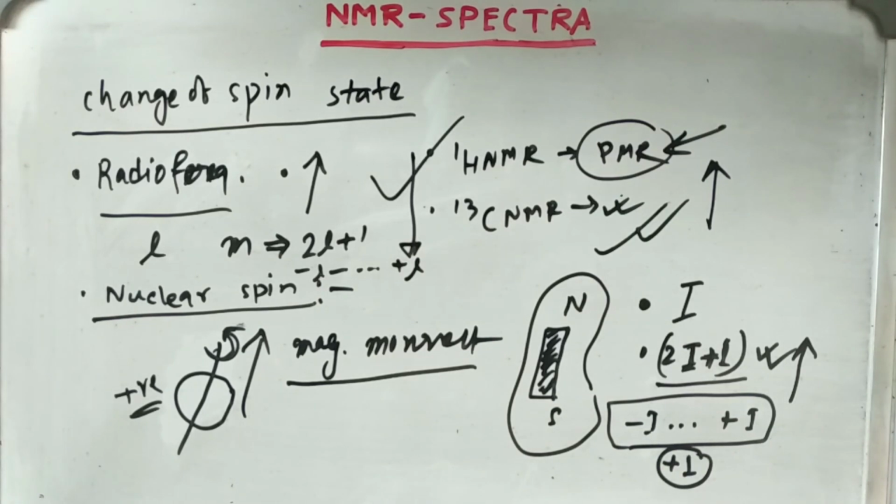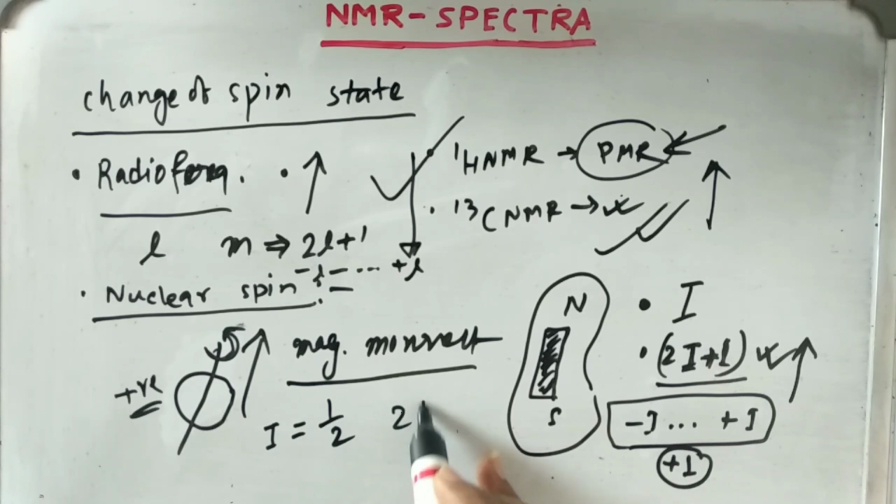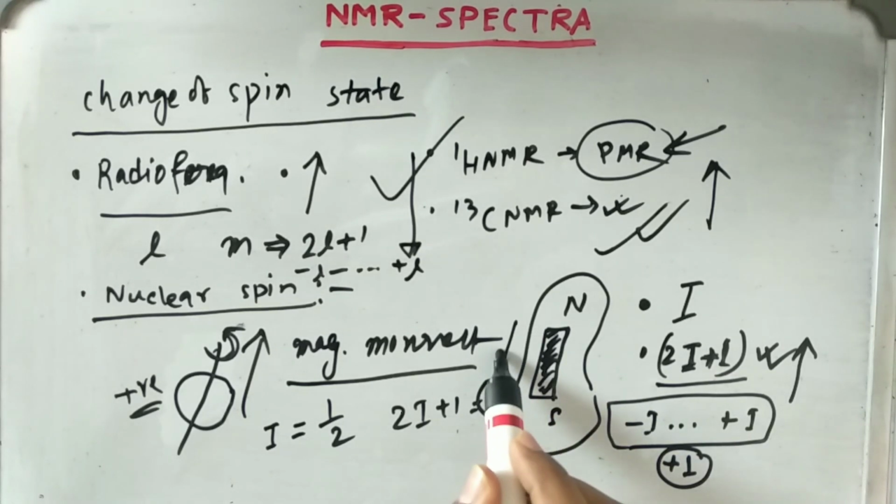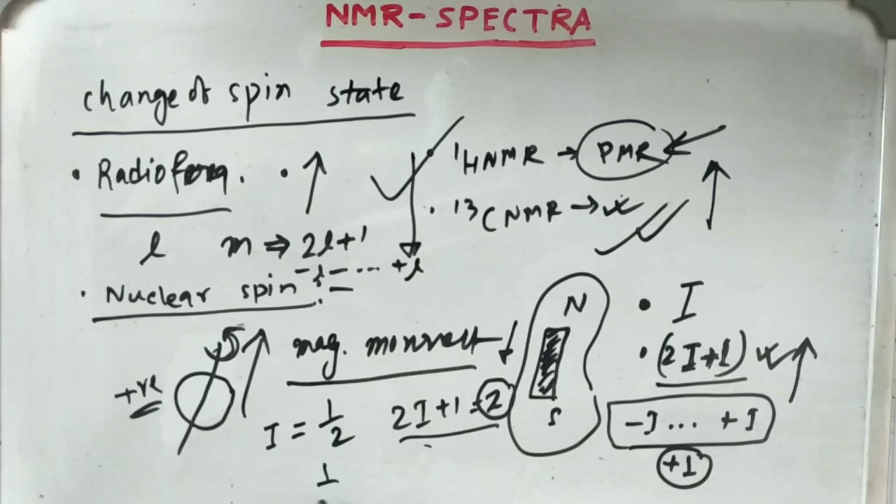Now let's take an example: for a proton, I has the value half. So there will be a total of 2I plus 1, so if we put I equals half, we get 2 possible spin states that are allowed. What are they? One will be minus half, and another, with a difference of 1, will be plus half. So minus half and plus half, these two possible spin states are present in the case of a proton. I will be discussing many more examples at the end of this video, so just keep watching.